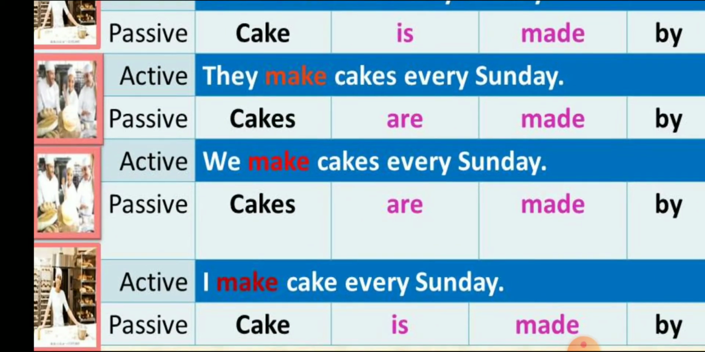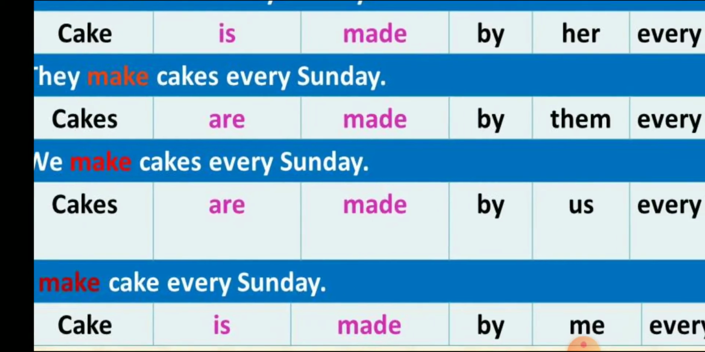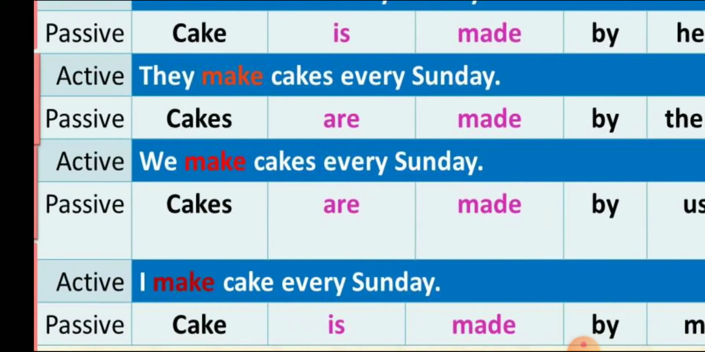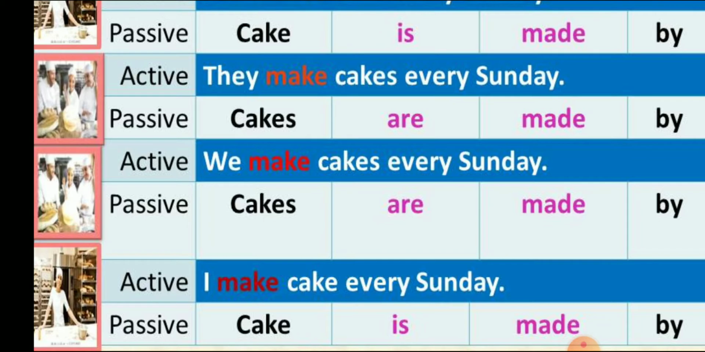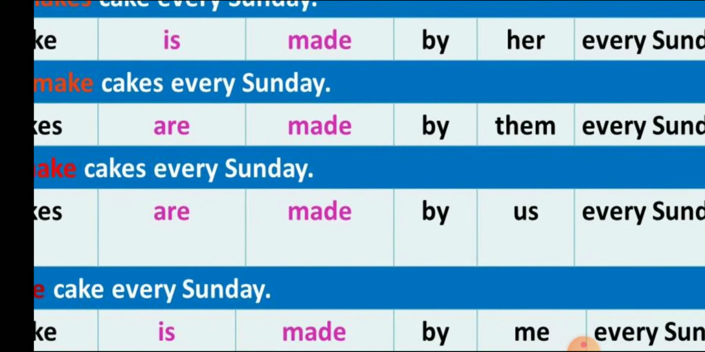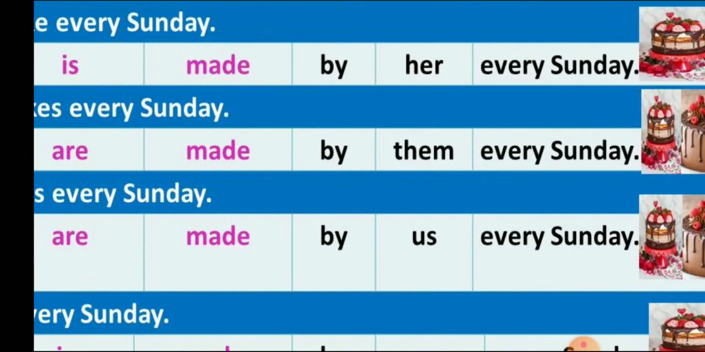I make cake every Sunday. I is the subject, cake is the object. Now interchange the subject and object. Cake is made by me every Sunday. The objective case for I is me. So cake is made by me every Sunday.